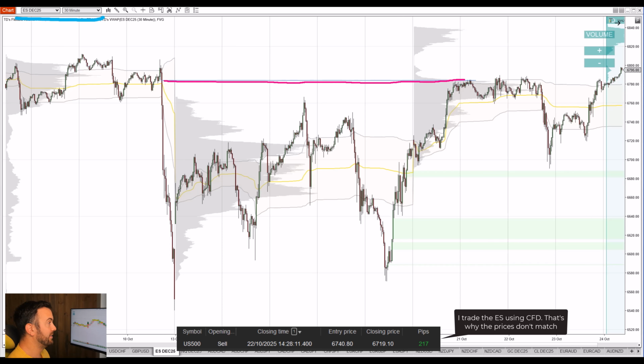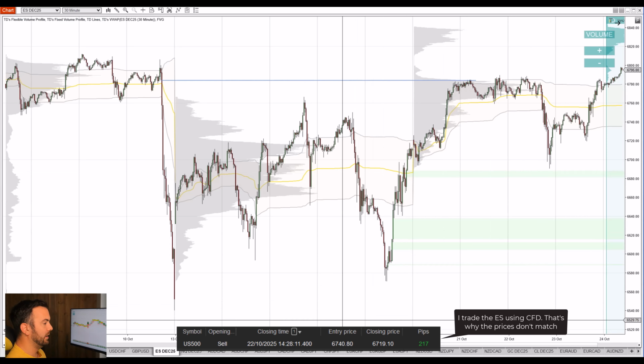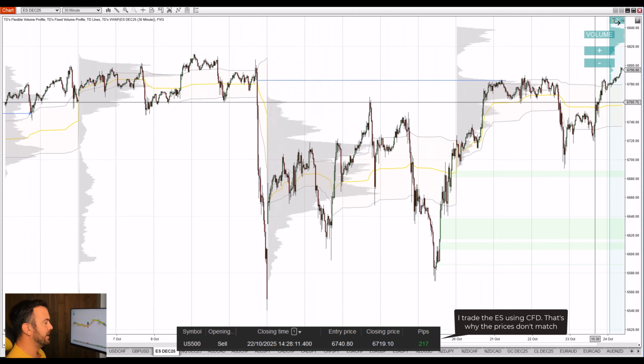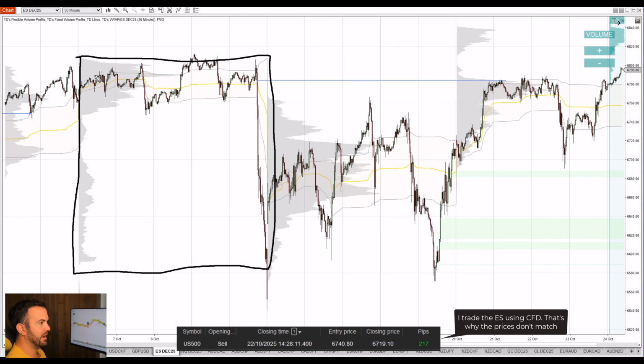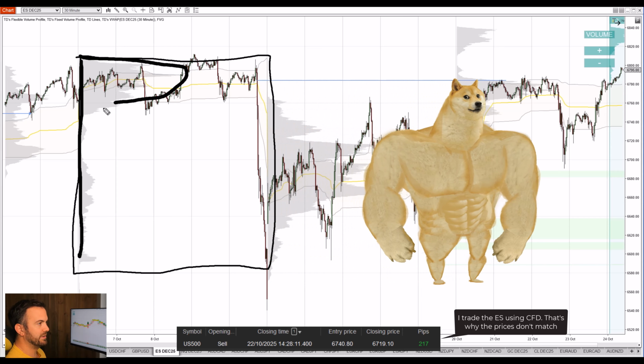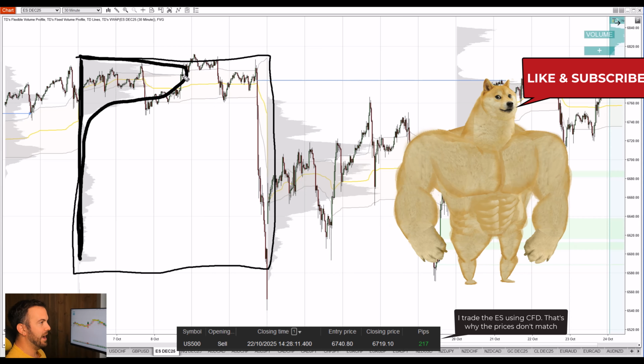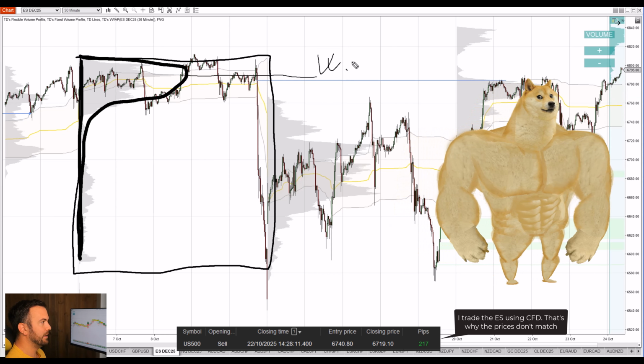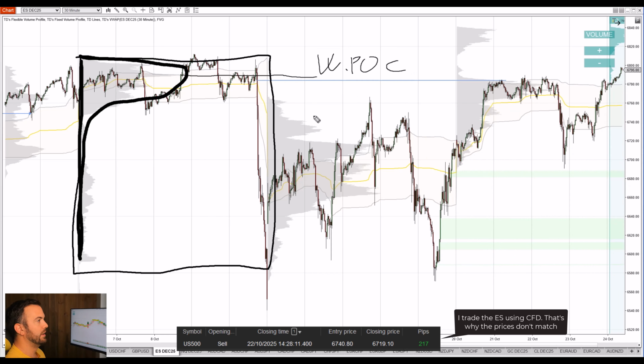And the reasoning behind this short was that there was a weekly point of control. If you look at this gray profile on the left, then this is weekly profile. It shows how volumes were distributed throughout that whole week. Let me zoom out a bit so you can see it better. This is the whole week, and this is how the volumes were distributed throughout that week, right? And this place is the weekly point of control. From this place, there was a strong sell-off.